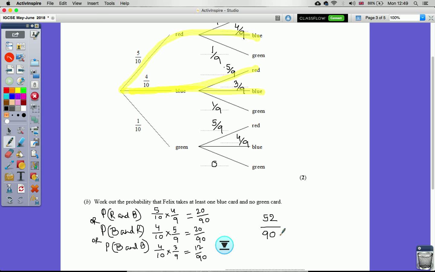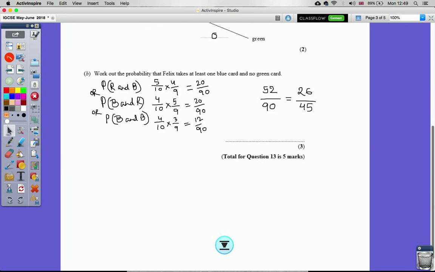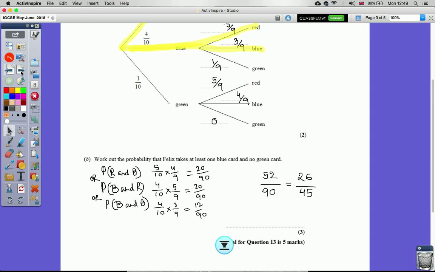You can simplify the fraction. That will be 26 out of 45. You can also write it as a decimal, but I prefer writing it as a fraction because sometimes in decimals you get recurring decimals, which is not desirable. Okay, that's a 5-mark question. Let's move on to the next one.